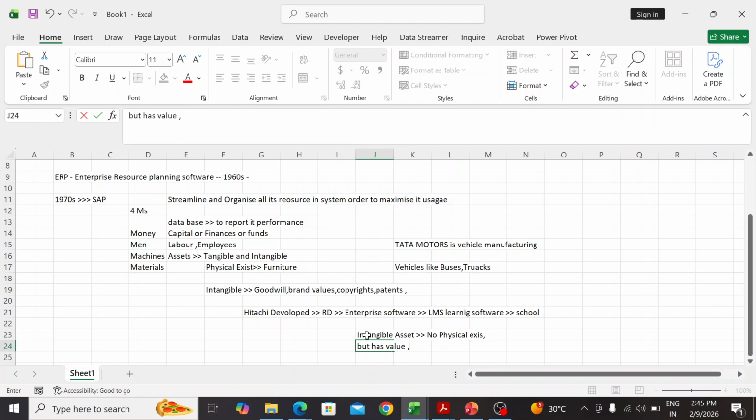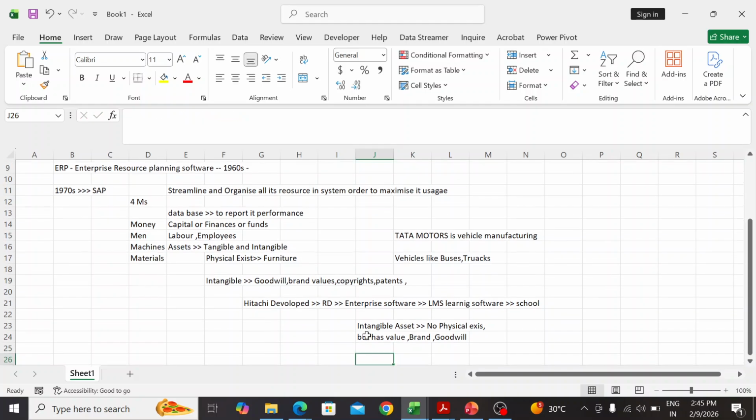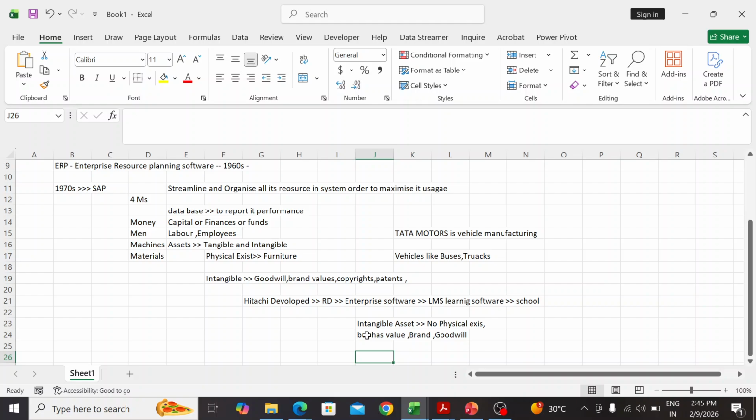And it has brand. It has goodwill. So though it is an intangible asset, you cannot see, touch, or feel it, but it has value, brand, goodwill, image, etc. So that is why this is an intangible asset.